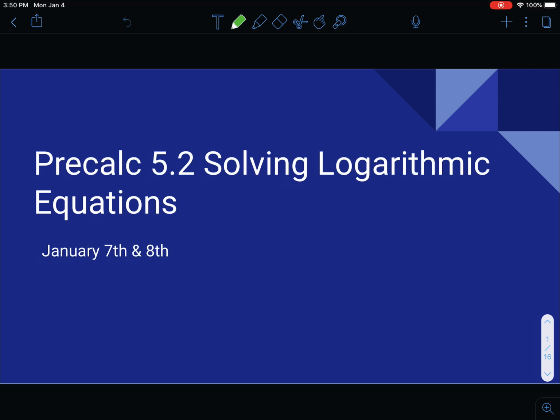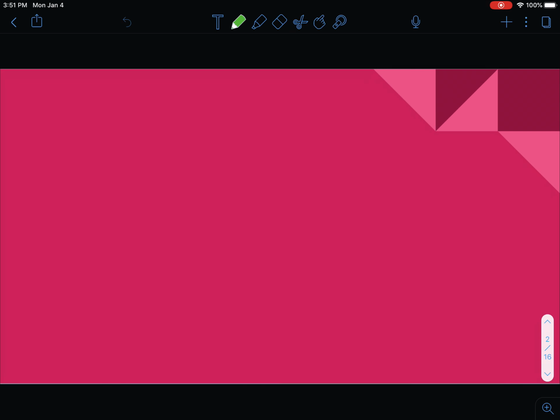Hi students, this is lesson 5.2 and we're going to continue solving, and this time we're going to try to undo logarithms. So we're going to solve equations with logarithms inside of them already.